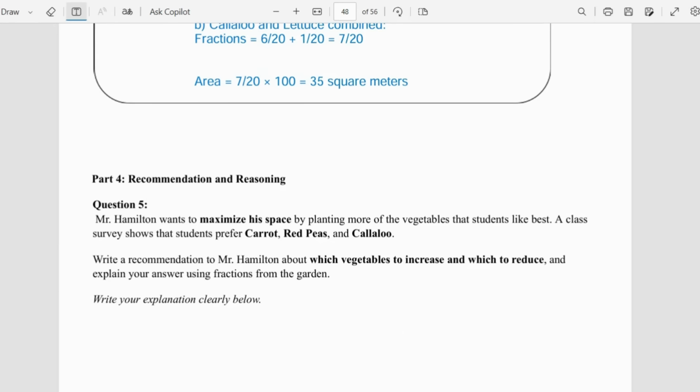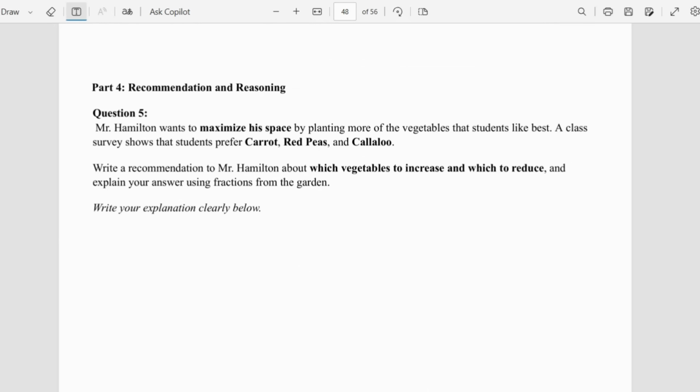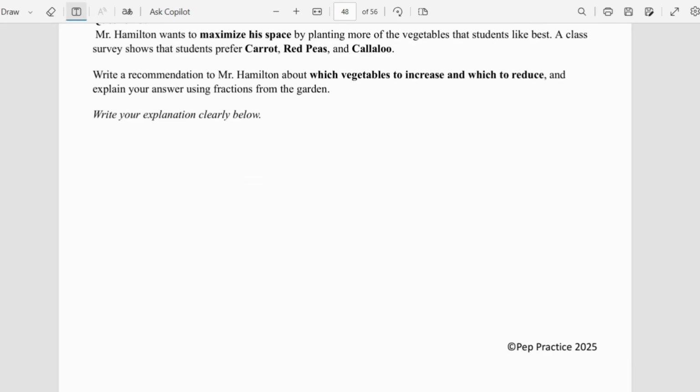All right, let's move on to part 4, which is the recommendation and reasoning. Mr. Hamilton wants to maximize his space by planting more of the vegetables that students like best. A class survey shows that students prefer carrot, red peas, and callaloo. Write a recommendation to Mr. Hamilton about which vegetables to increase and which to reduce, and explain your answer using fractions from the garden.